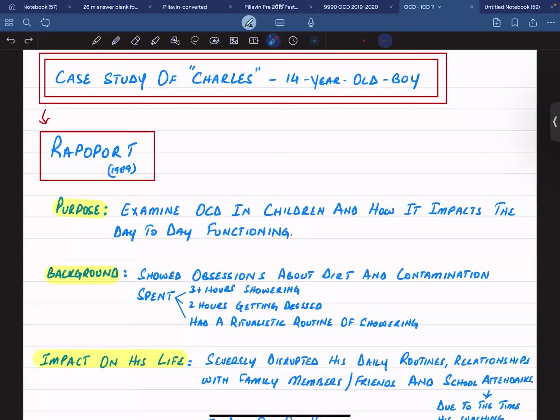So this young boy would hold the soap in one hand, and then he would put it under water. Then he would keep on switching his hands, and so on and so forth. So this was a very ritualistic way through which he was acting. He was acting in a manner that he could get through his obsessive thoughts.